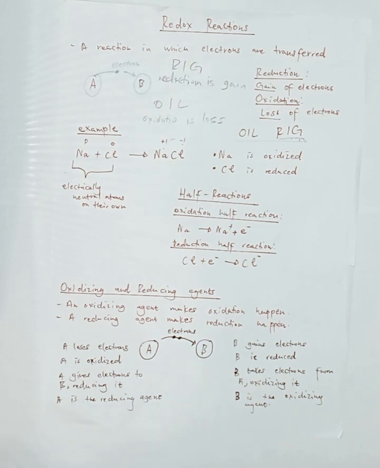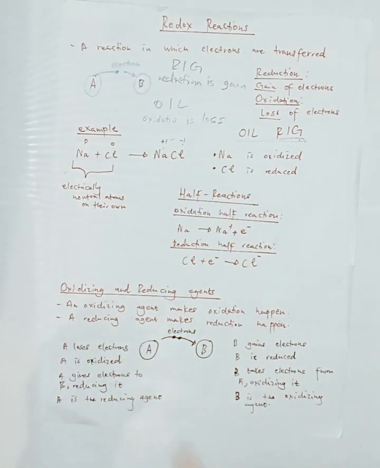Listen, remember we talked about oxidation. So when I'm saying an oxidizing agent makes oxidation happen, I mean that agent causes something to be oxidized, which means it makes something lose electrons. Then we have a reducing agent, which makes reduction happen.